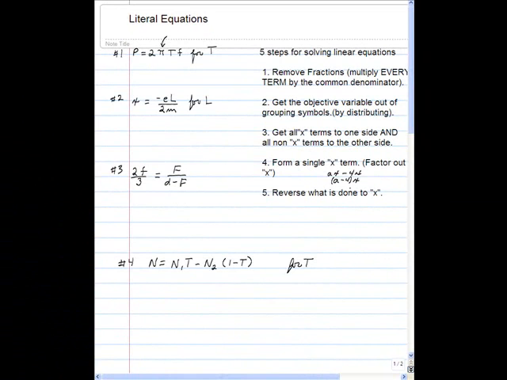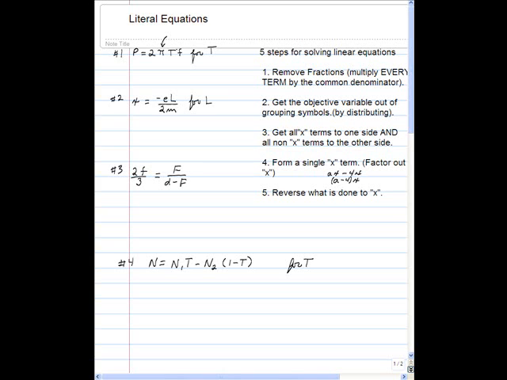Okay, let's begin. Number 1. The equation is P equals 2 pi TF, and we want to solve that for T. Well, we don't have to get rid of fractions. That would be step 1. There are no fractions here. Step 2 says get T out of the grouping symbol. There are no grouping symbols here. Step 3 says get your T terms on one side. Well, I only have one T term, so it has to be on one side. Step 4 says form a single T term. A single just means one T term. That is one T term. So I didn't have to do steps 1, 2, 3, or 4.